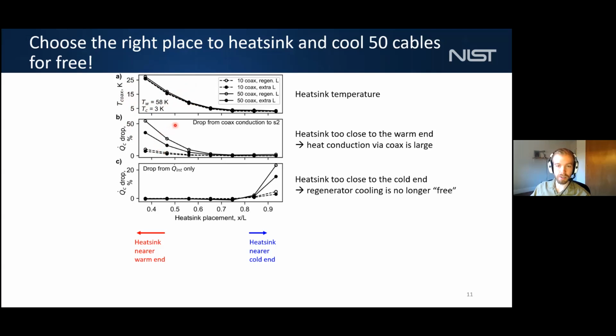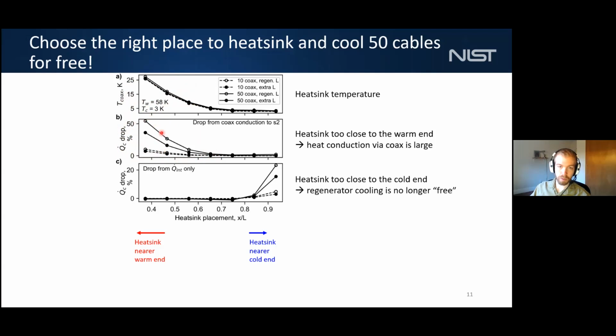The second subplot is showing the drop in cooling power at the second stage heat exchanger. And that heat is being directly conducted down these coax cables. So essentially, it's a bad idea to heatsink too close to the warm end.